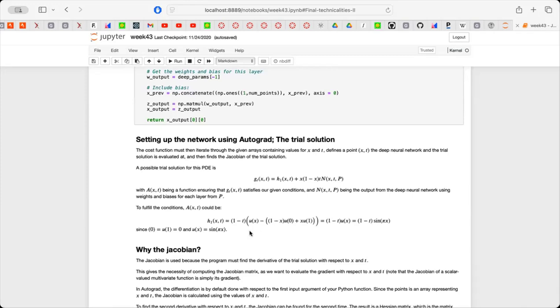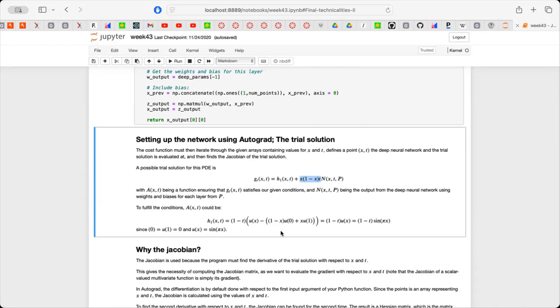As you can see here, we have a trial solution which encompasses the boundary conditions and the initial conditions. So this h1 now is taking into account the initial conditions, as you can see here. And then we have another part here which takes into account also the boundary conditions. So the first function, h of 1, includes now the initial conditions. And the second term, which you see here, multiplied with the neural network, takes care of the boundary conditions.